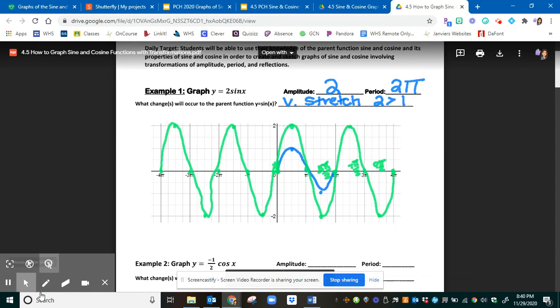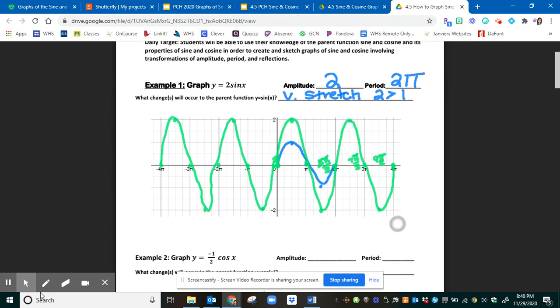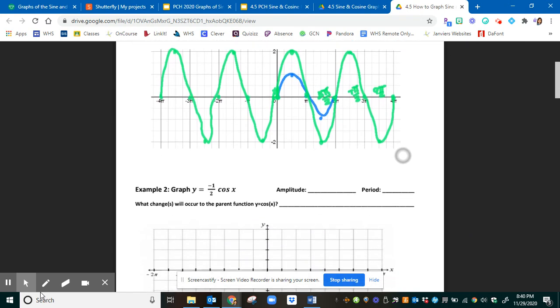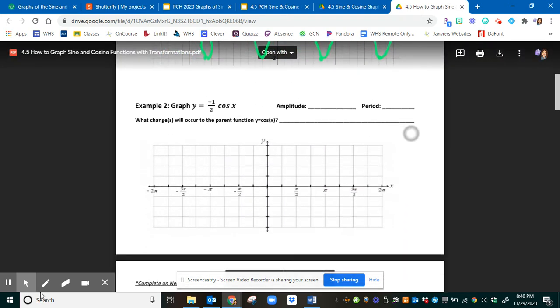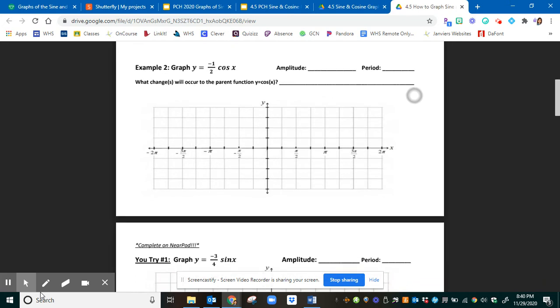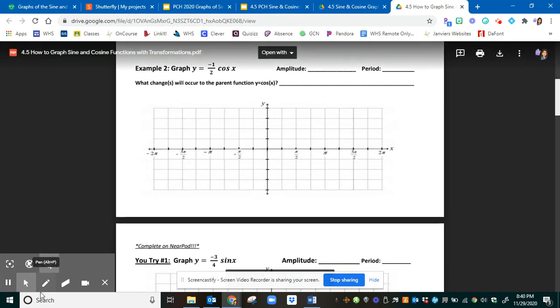Okay, so there is our first graph with an amplitude change. Okay, so let's take a look at another one. Here is our next one, negative 1/2 cosine x. So our regular cosine graph, we know the regular cosine graph we've talked about in the past, starts right here at 1.